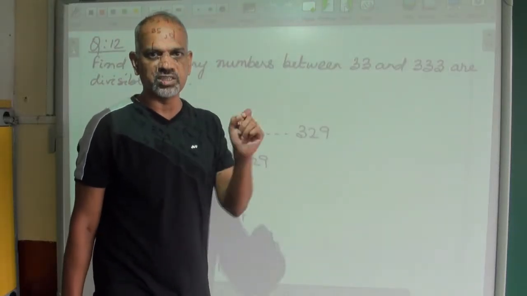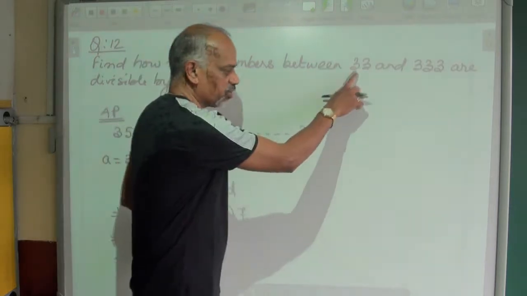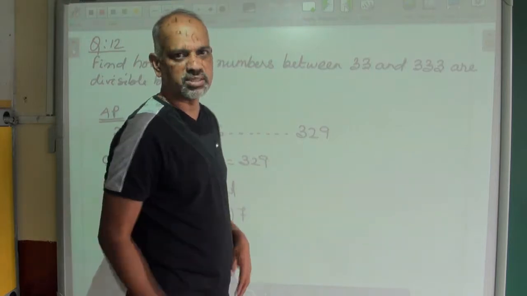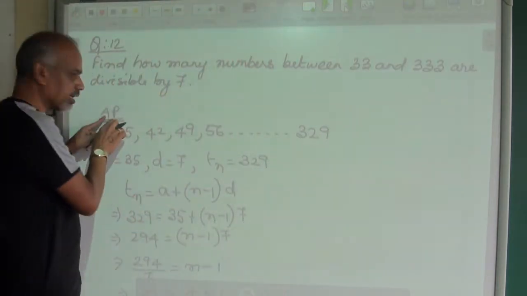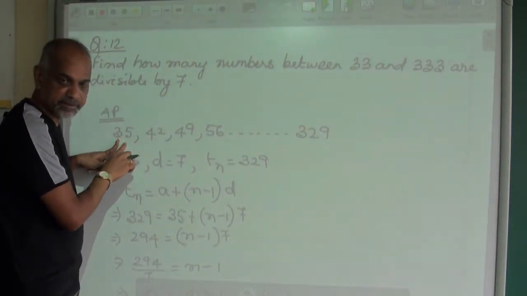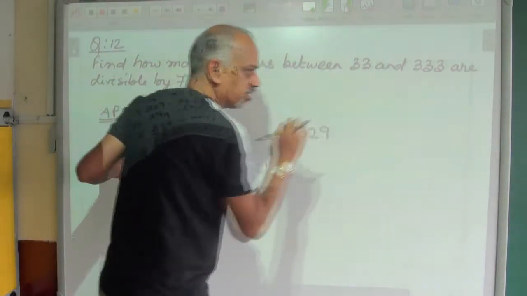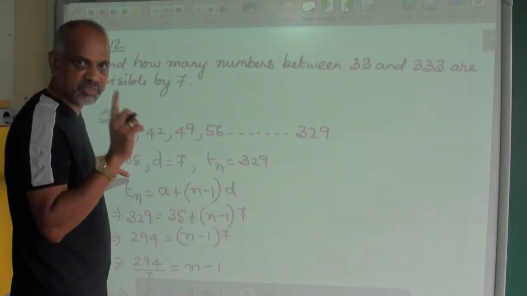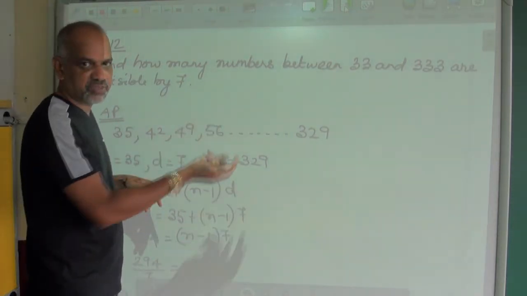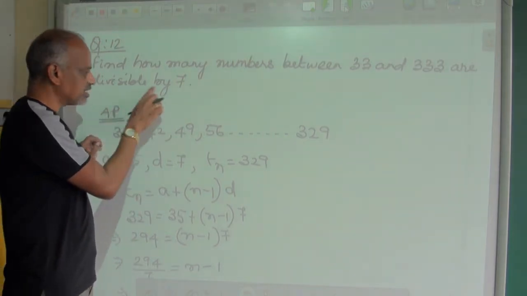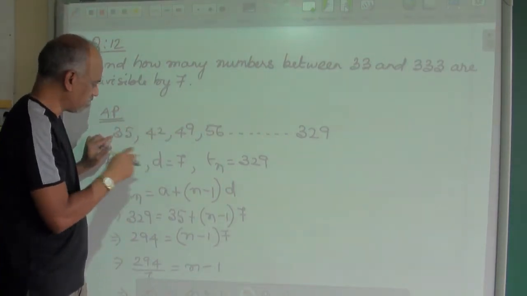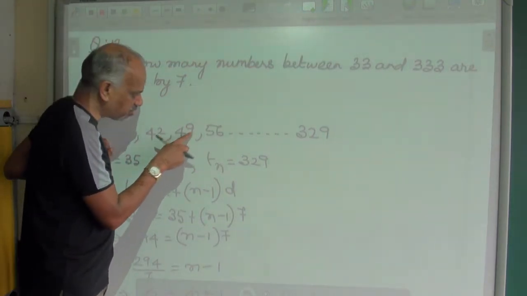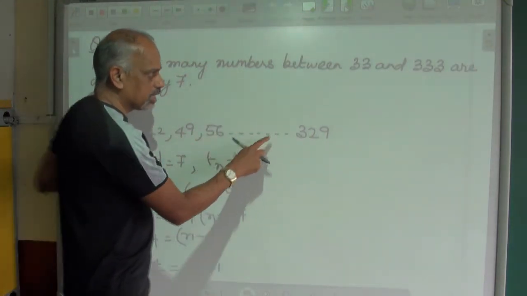So the first number in this series is 35. That's the first number which is divisible by 7. 33 was not divisible by 7. 34 is not divisible by 7. So the next number is 35. So our AP is 35 is the first number. It says between 33 and 333. Between these two numbers. So 35 is the first number which is divisible by 7. After 35, all that you have to do, because it is divisible by 7, keep adding 7. Add 7 to this, you will get 42. Add 7 to this, you will get 49. Add 7 to this, you will get 56 and so on.